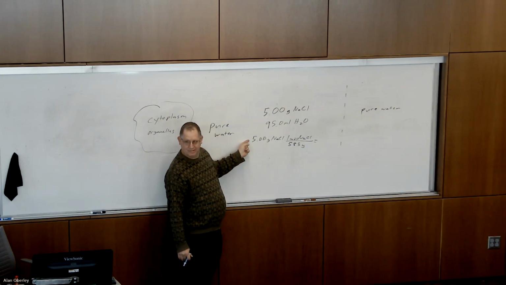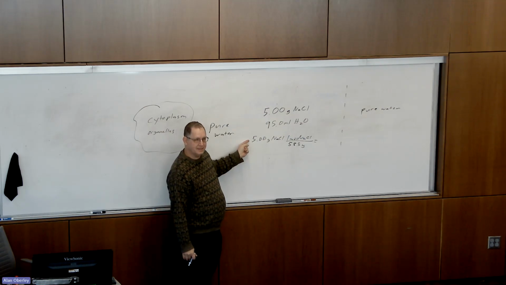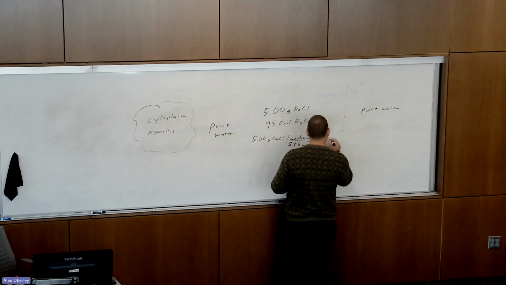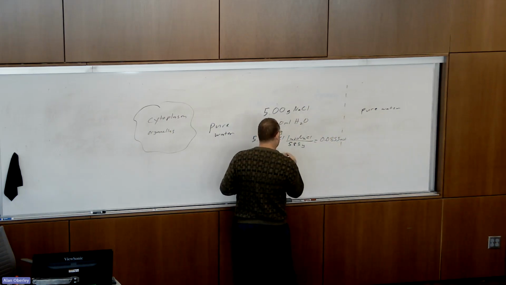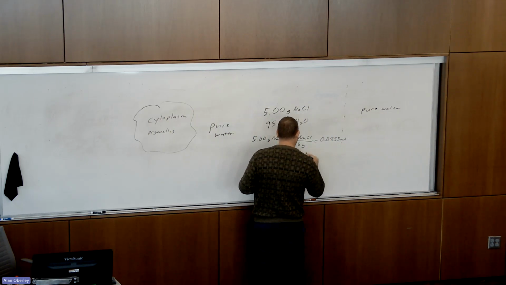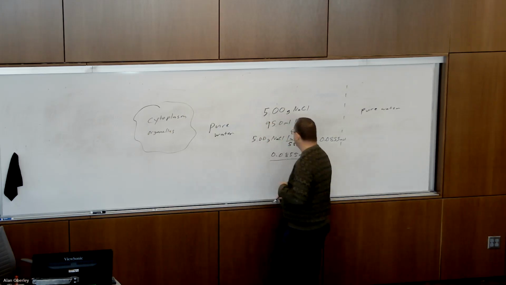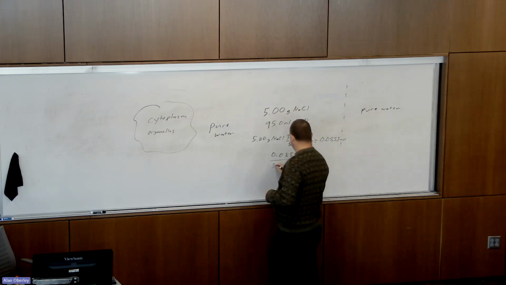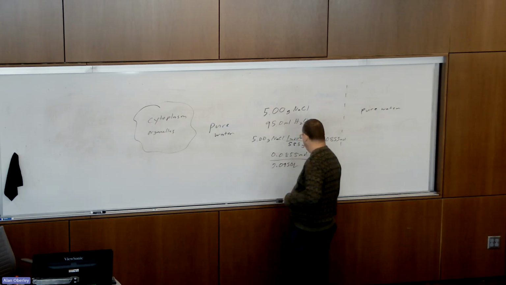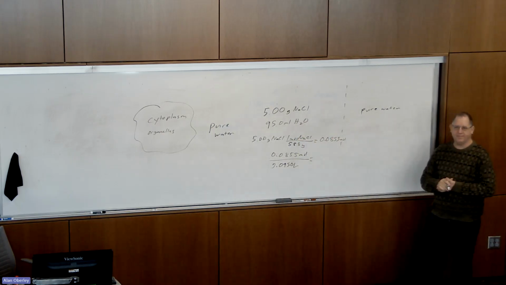We're converting to moles, and what do we get? 0.085. We'll go one more digit: 0.0855 moles. So 0.0855 moles divided by, now this is 95 milliliters. I'm going to convert it to liters really here: 0.095 liters. And this gives us a molarity, right?